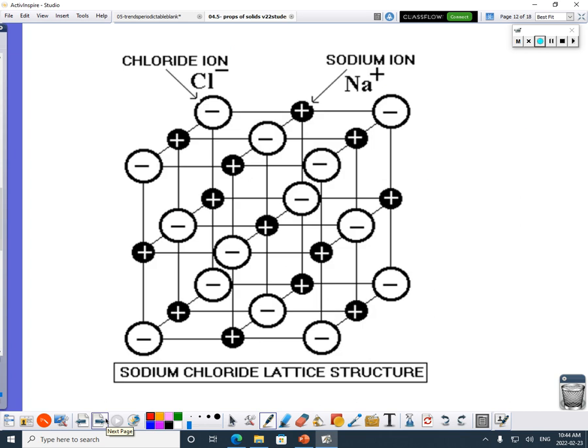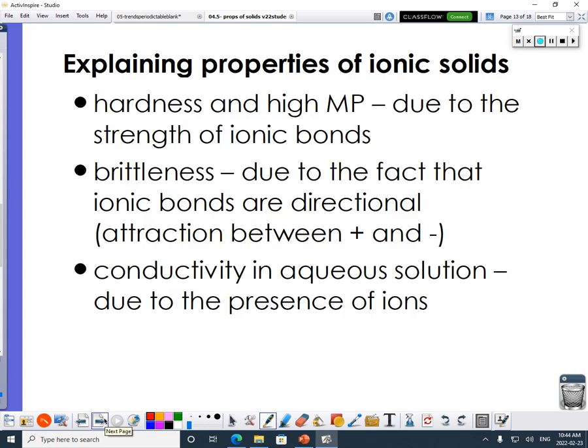So this is an example. There's the word lattice right there. Again, you can kind of see it's a bit cubic. Should you continue on, you can calculate the cubic structure, but we don't need to do that. If you have an ionic solid, it's going to be very hard and have a very high melting point.